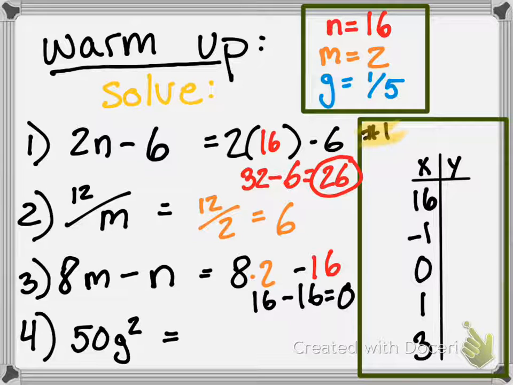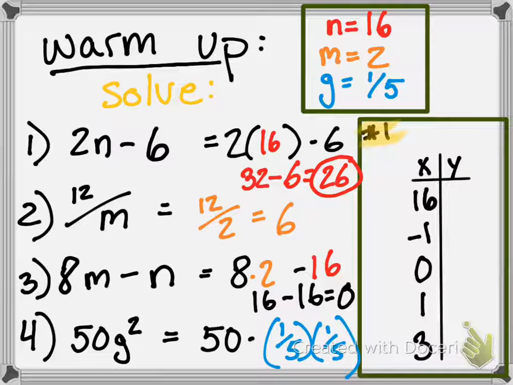We have 50g squared. So we've got 50 times g squared. That's the important distinction. Does the square apply to the 50? No. So the square only applies to the g. So I've got 1/5 squared. How else can I write 1/5 squared without that little square sign? How can I write it, Miles? 1/5 times 1/5. Awesome. 1/5 times 1/5.